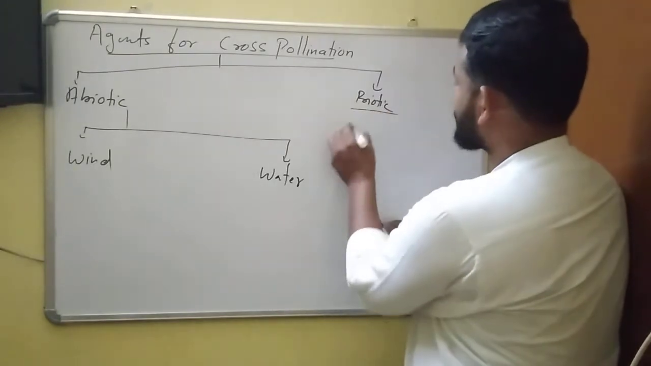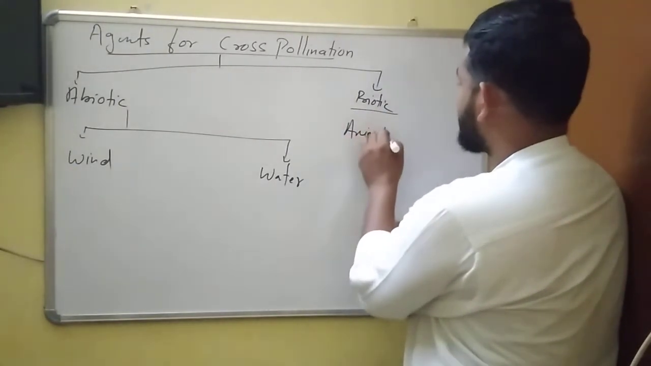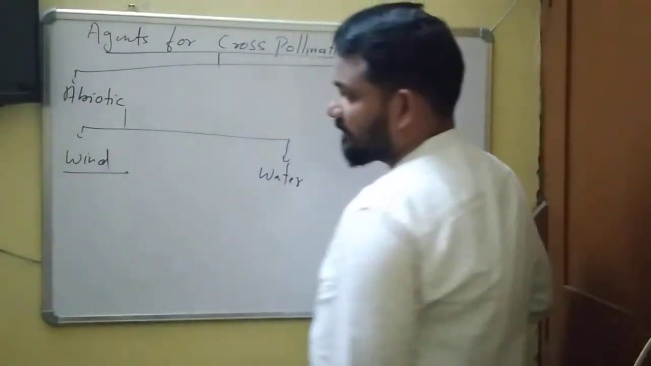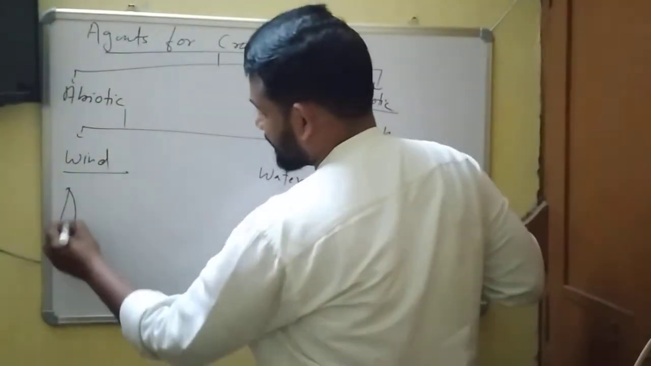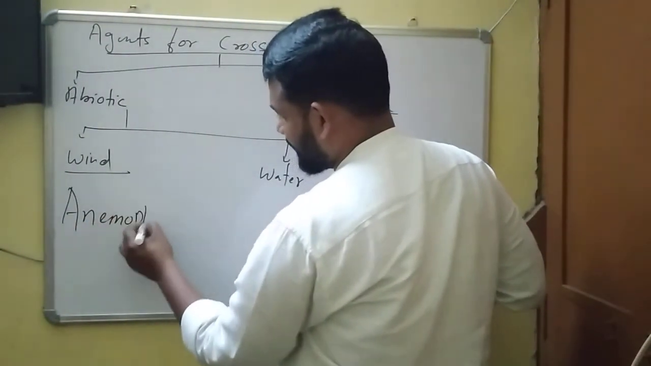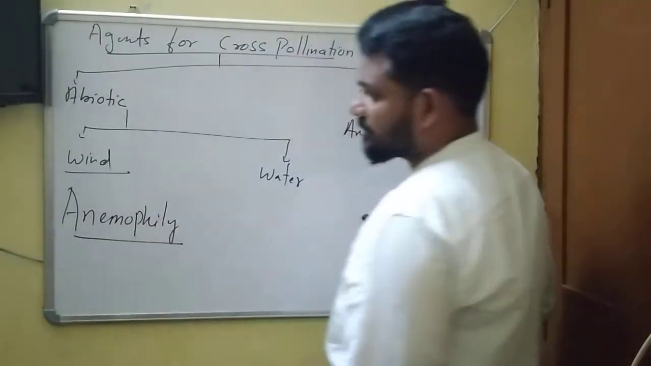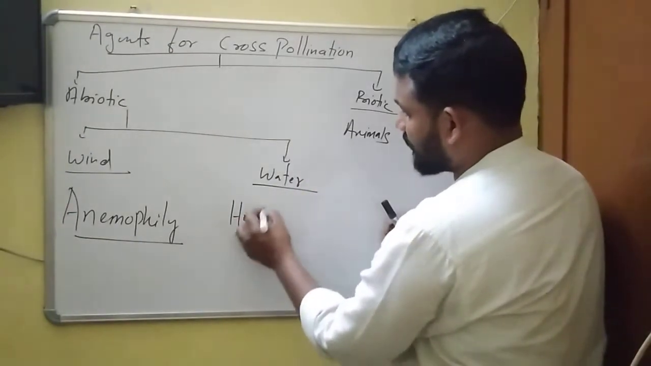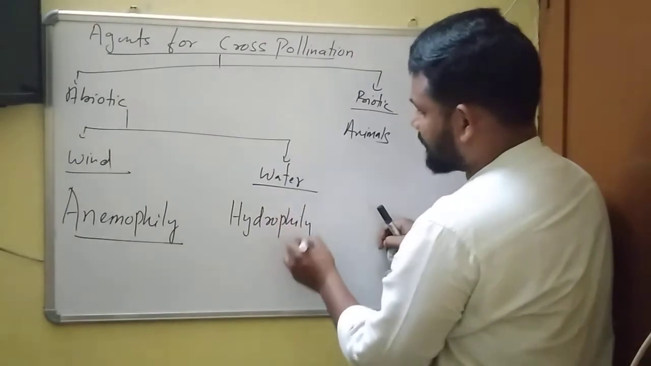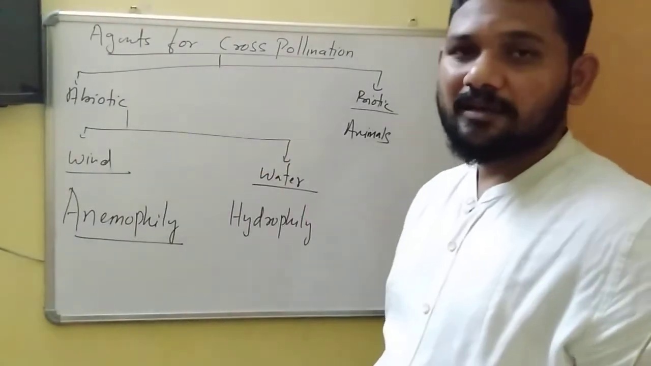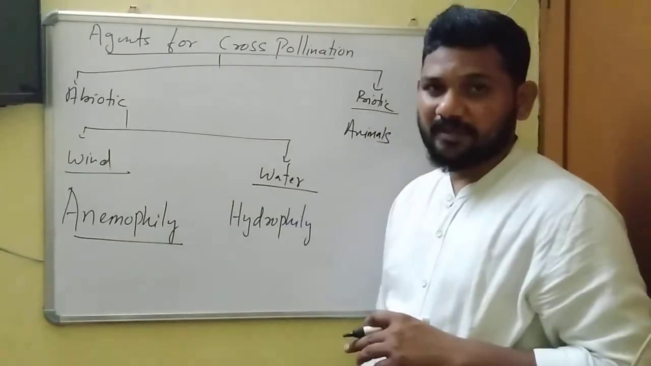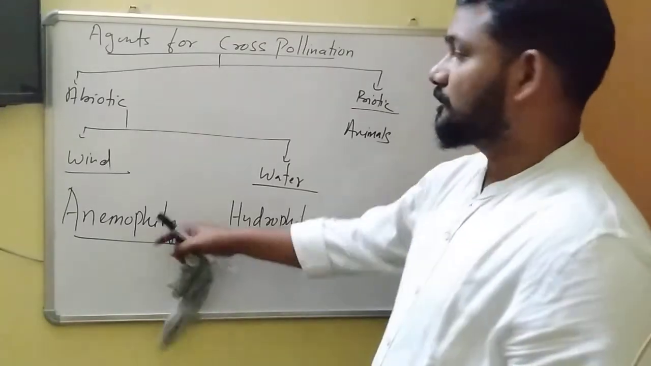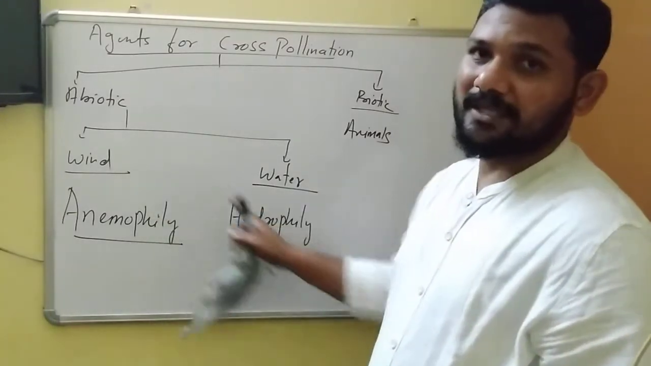And biotic agents, what are generally biotic agents? Animals. For example, if cross-pollination occurs through wind, then this is called anemophily. If cross-pollination occurs through water, then it is called hydrophily. But among abiotic factors, this is the common. Means among the abiotic factors, most amount of the pollen grains transfer through wind. So anemophily is common, then hydrophily.